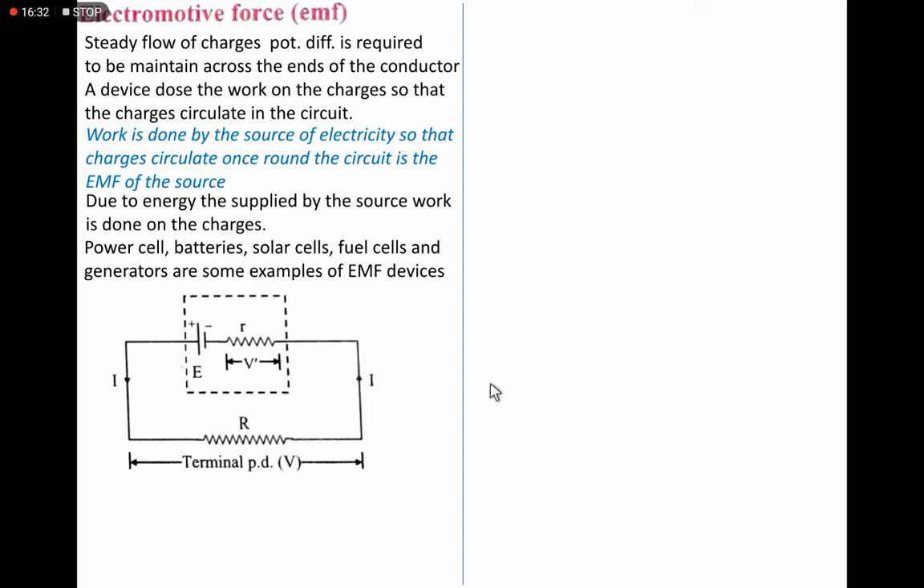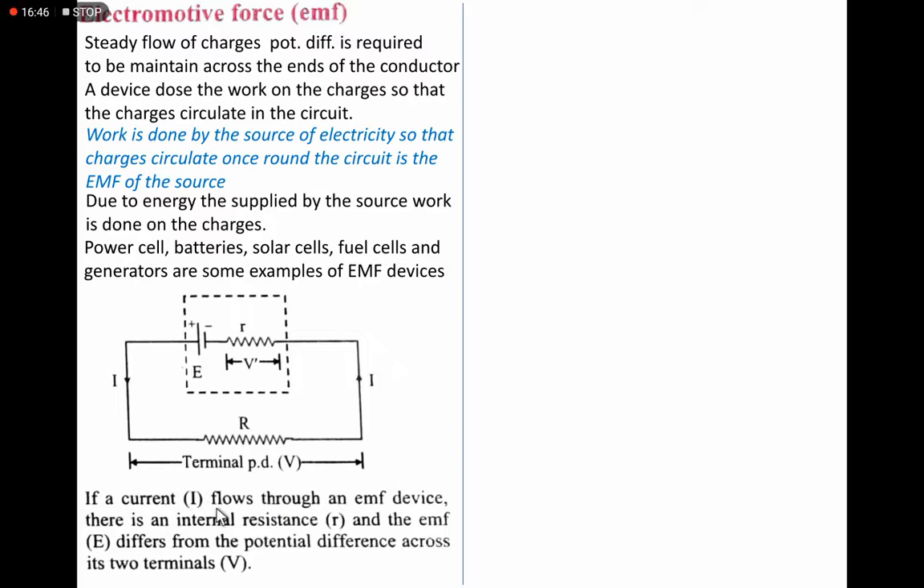Here is the diagram. This is the source of electricity. Small r is the internal resistance of the source, and capital R is the external resistance. I is the current flowing through the device. The internal resistance is r, and the EMF is E.